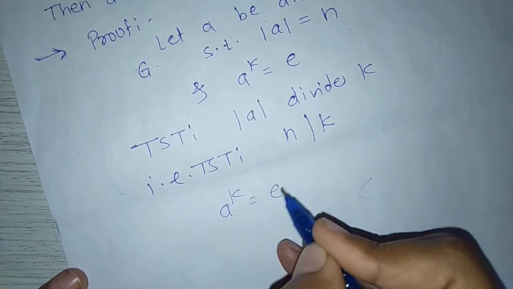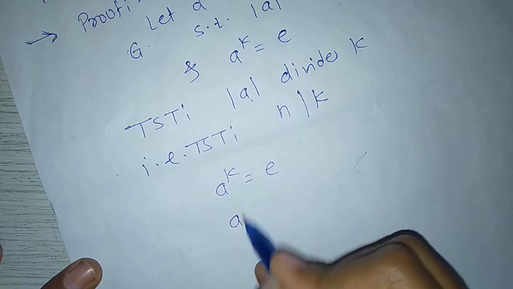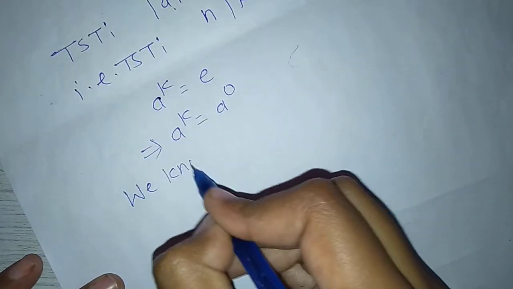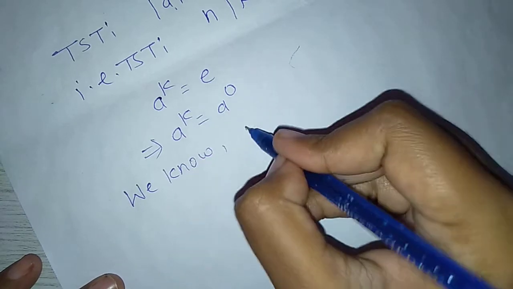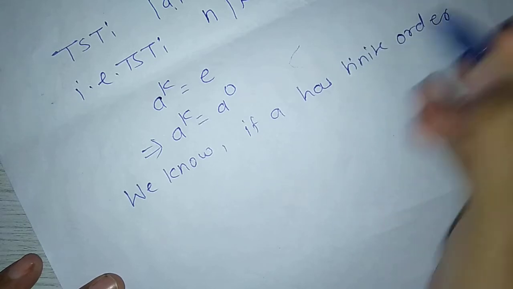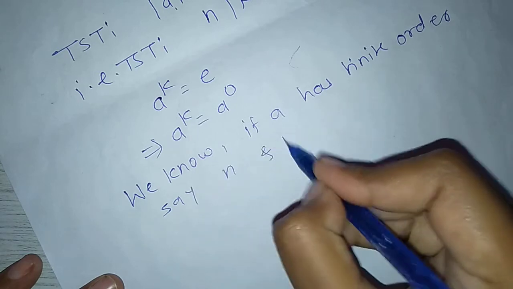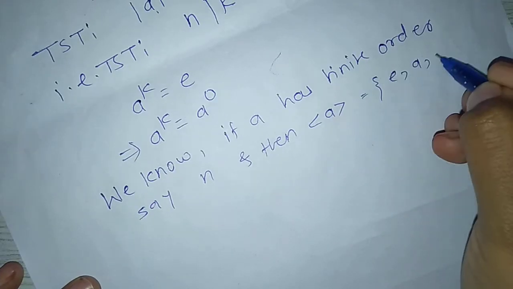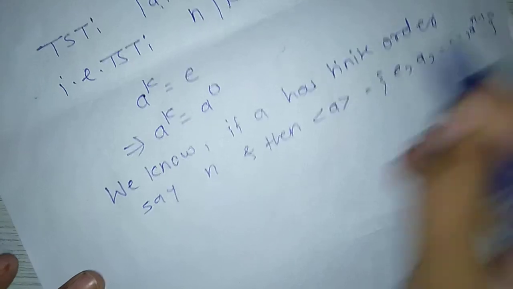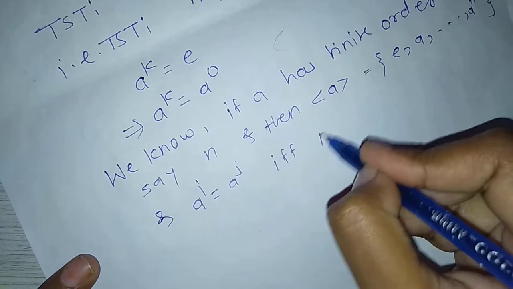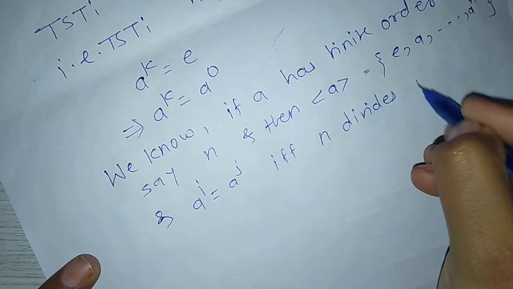Given a raised to k equals identity, this is nothing but a raised to k equals a raised to 0, and we know if a has finite order, say n, then the set generated by a equals the set of e, a, and so on, a raised to n minus 1, and a raised to i equals a raised to j if and only if n divides i minus j.